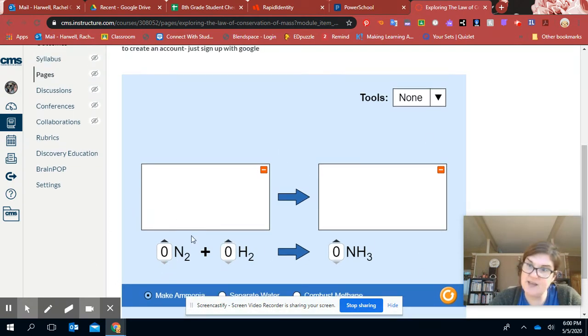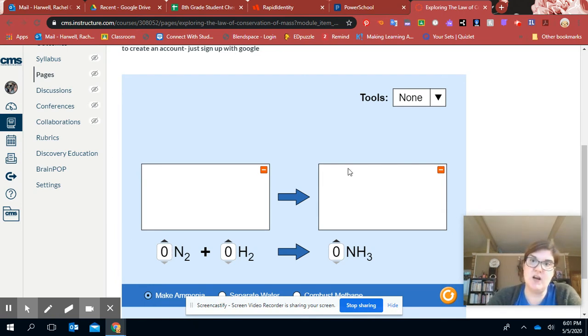Everything on the left-hand side, remember, those are our reactants. Everything on the right is going to be your product. And then right here is your yield. That's where the chemical equation takes place. So, law of conservation of mass: if you're going to have a balanced equation, you have to have the same number of atoms on both sides, the same amount of matter on both sides.